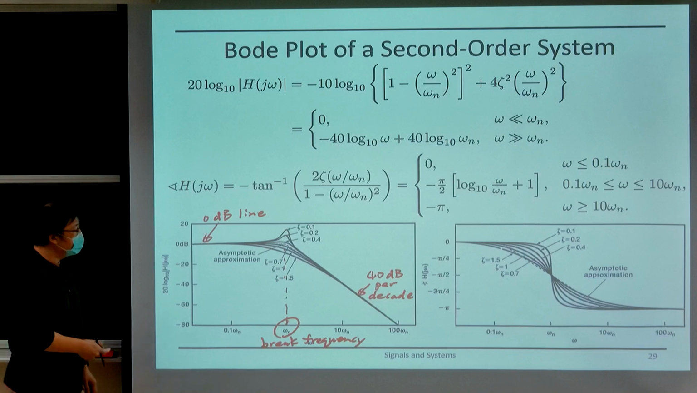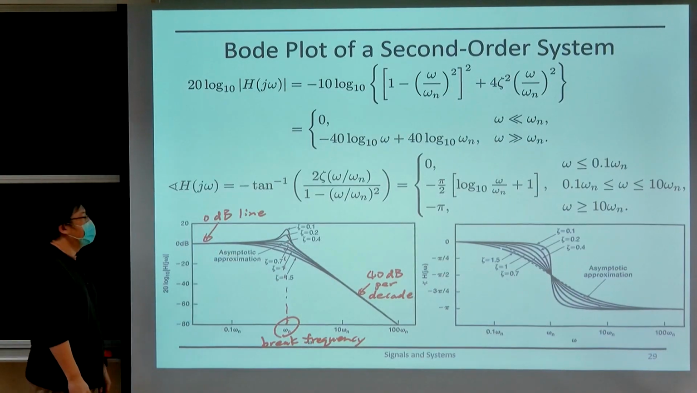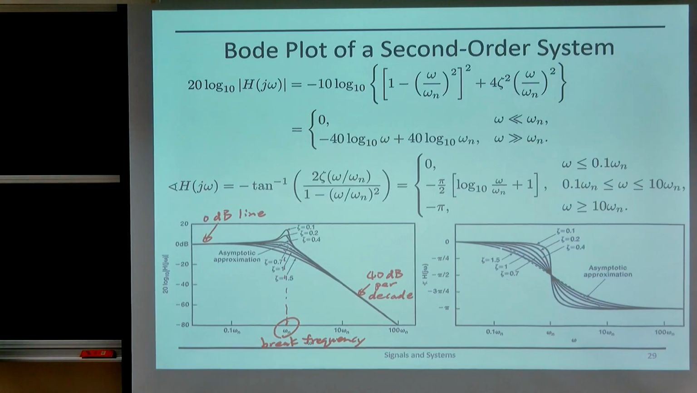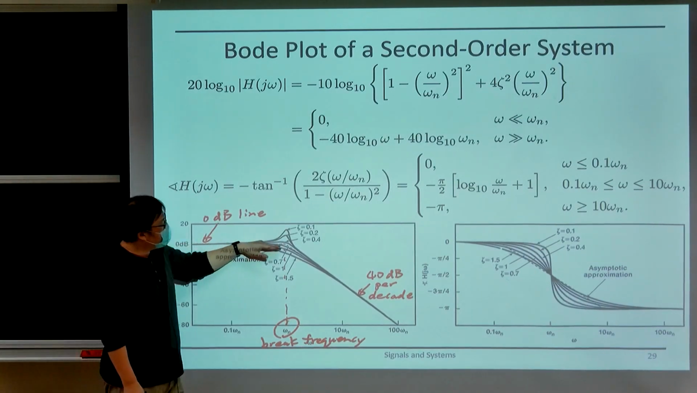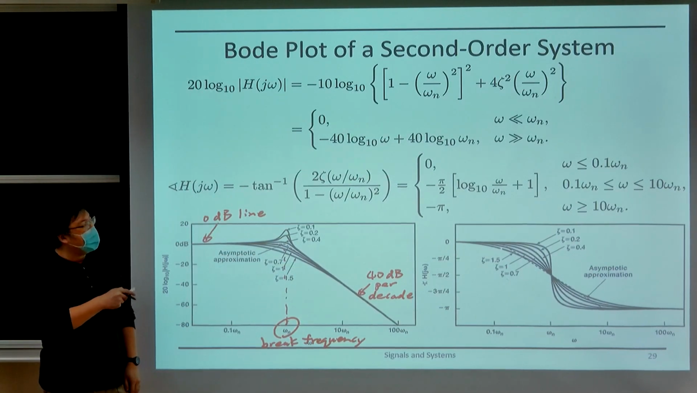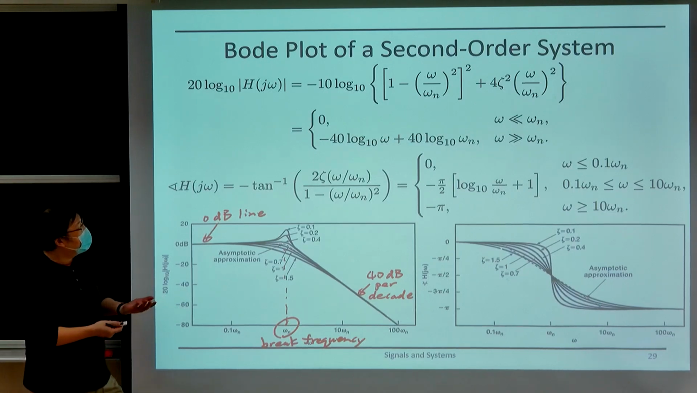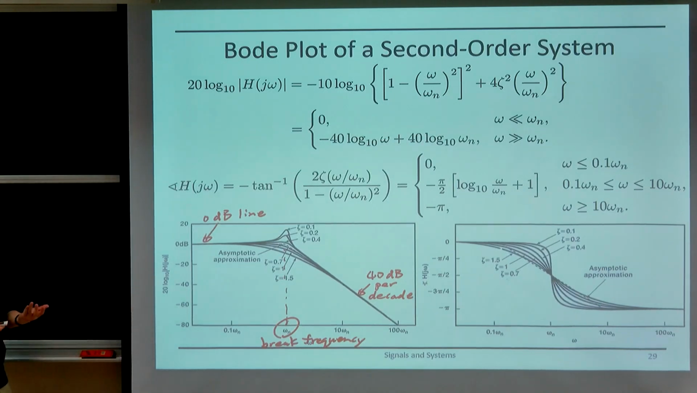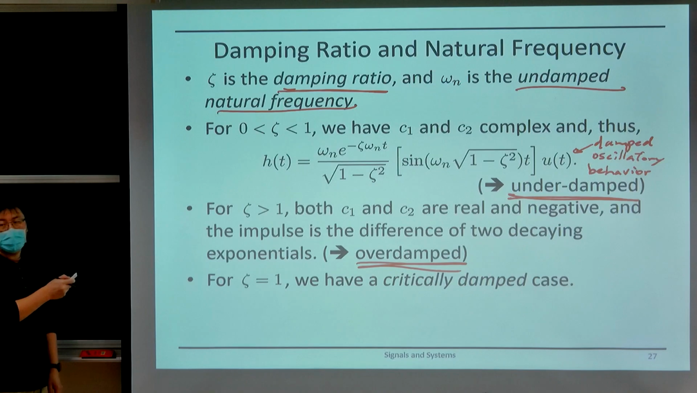Okay? So we now have a 40 dB slope. Now, another thing to notice is that when you look at these two asymptotes, the intersection actually does not depend on the value zeta. Okay, it does not depend on the damping ratio, right? It only depends on omega n.